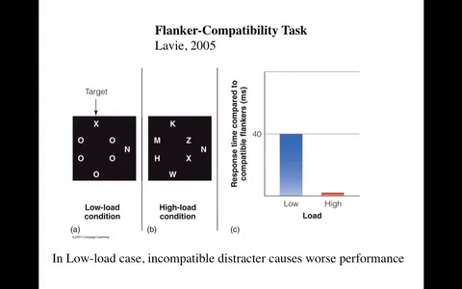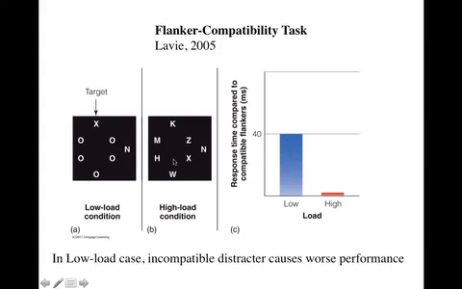The flanker compatibility task is a study done by Lavie in 2005 where they compared high and low attentional load tasks. The central task here was to look for a certain target, an X amongst O's, and this is the low load condition. Then they would put a flanker somewhere out there that you're supposed to ignore. The question is, does the flanker interfere with your ability to do the central task? What they found was that in the low load task, the flanker would interfere. It would add reaction time to this task.